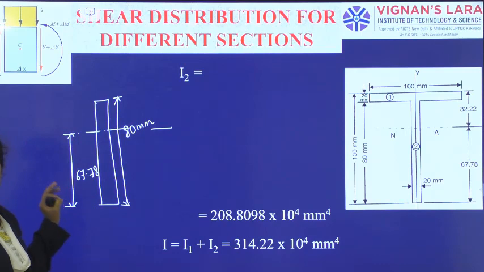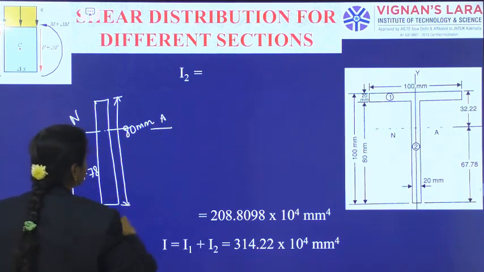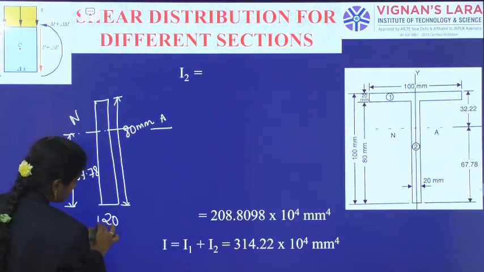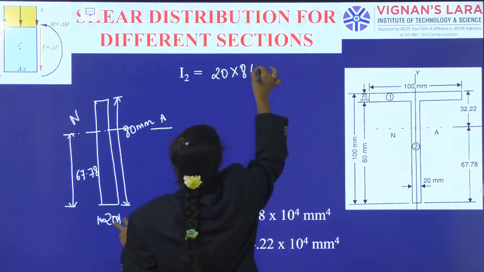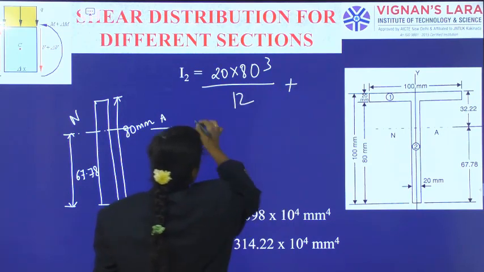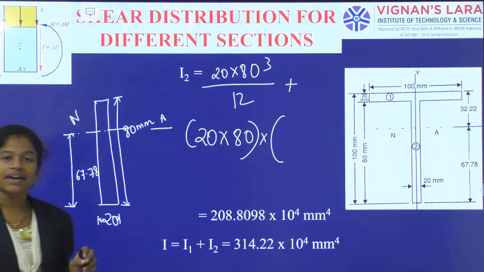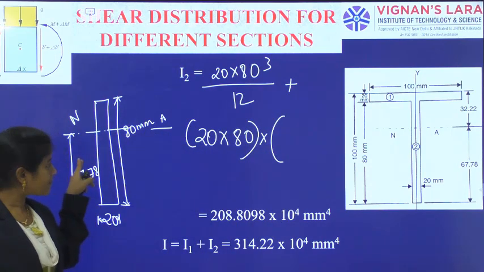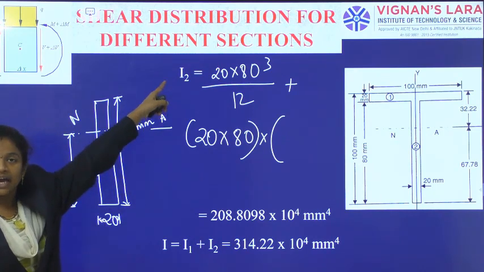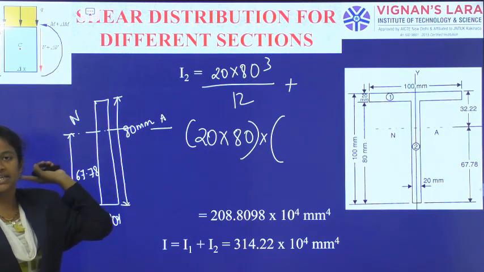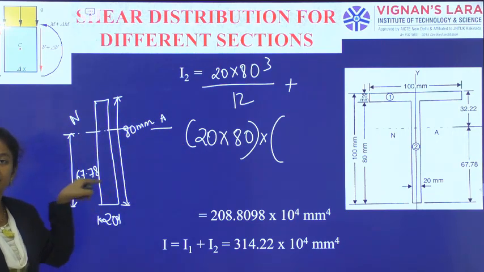This is only the second segment, and for this I have to calculate the moment of inertia about the neutral axis level. It is a common member, 20 thickness and 80 height. So B, 20 into 80 cube divided by 12, plus 20 into 80 into y. Now what is the y? Y means the distance from the reference axis, about which I am calculating the moment of inertia, to the centroid of the section. About the neutral axis I am calculating the moment of inertia.